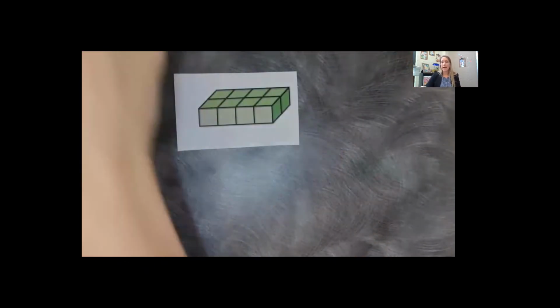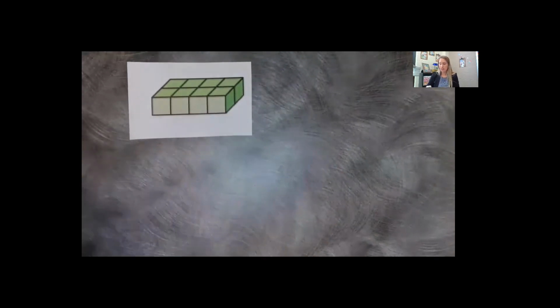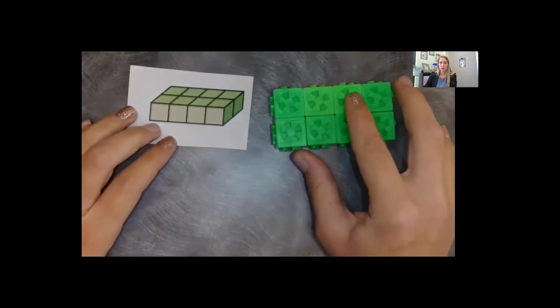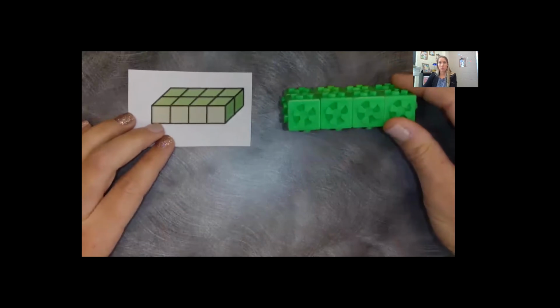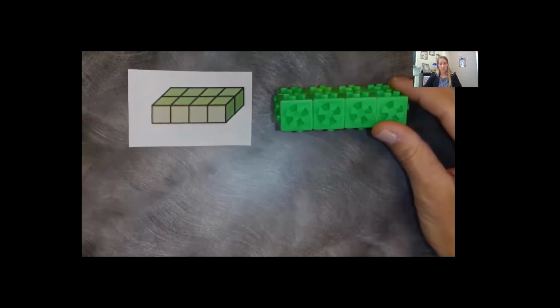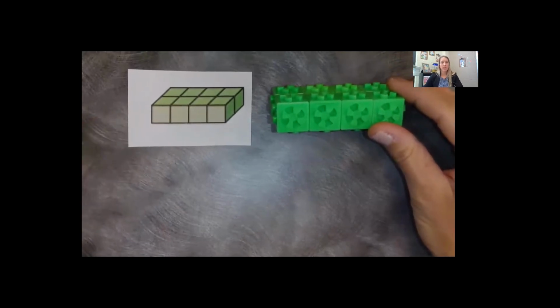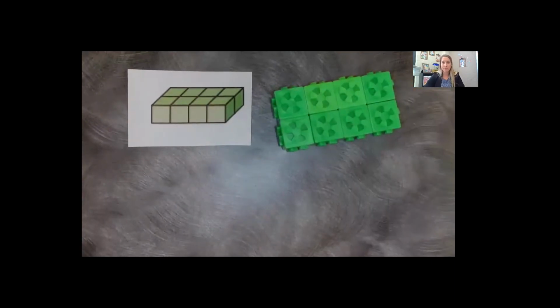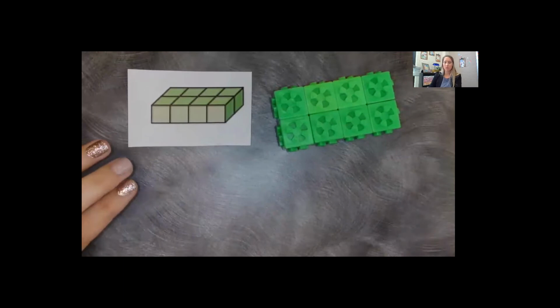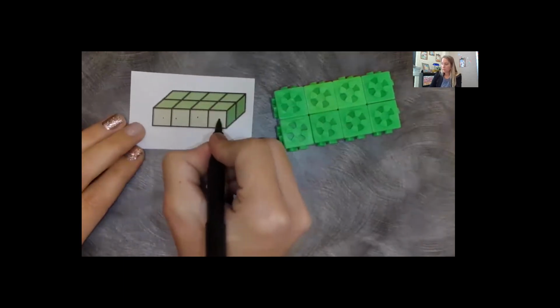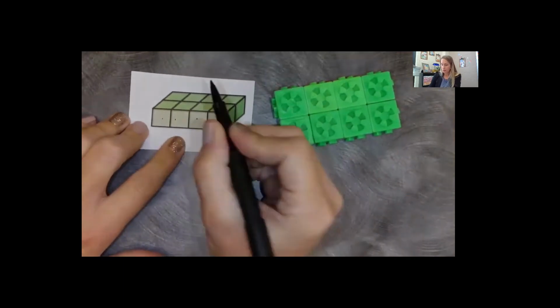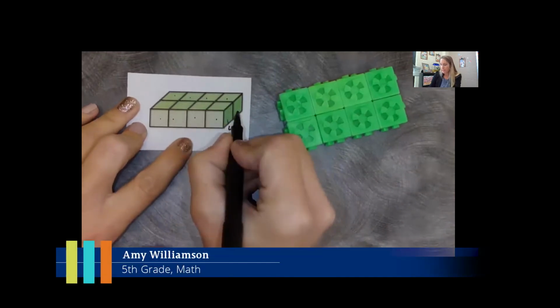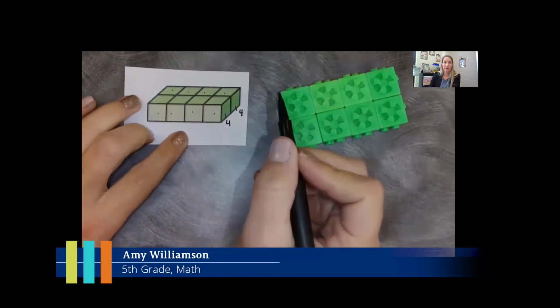Now let's look at this rectangular prism. So what I did is I have the 2D representation, and I also built this prism with cubes. How many unit cubes are used to make this rectangular prism? Yes, there are 8 unit cubes to make this rectangular prism. Let's count those. 1, 2, 3, 4 in our front layer, 5, 6, 7, 8 in our back layer.